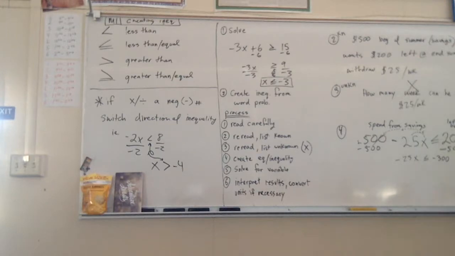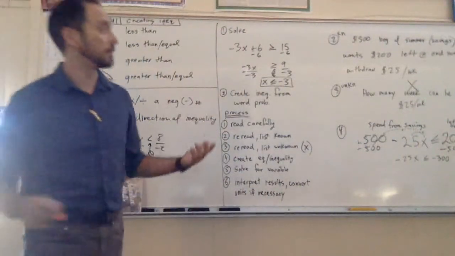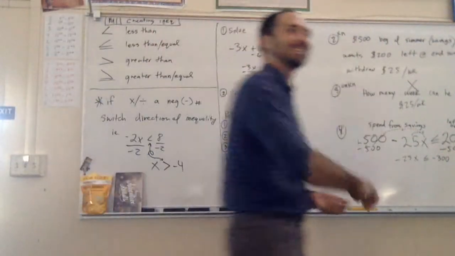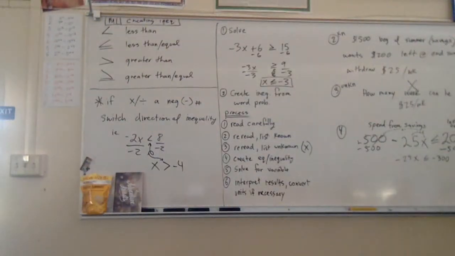Remind me again, why didn't I change the direction of that inequality? Simon? Because you didn't divide or multiply by a negative. That's it. But it looks like that might happen here because what's our last step? Divide. Since it's multiplication, I'm going to divide by everything connected to that variable. So shouldn't it be positive 25?